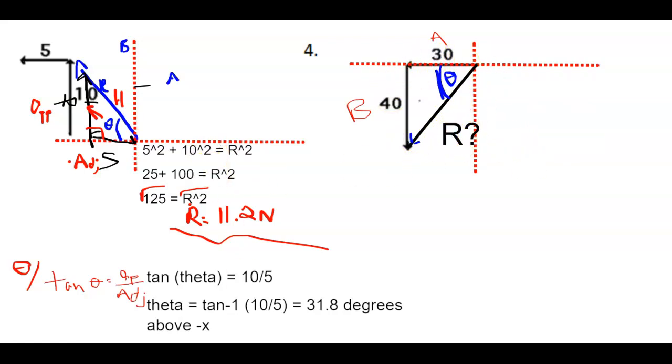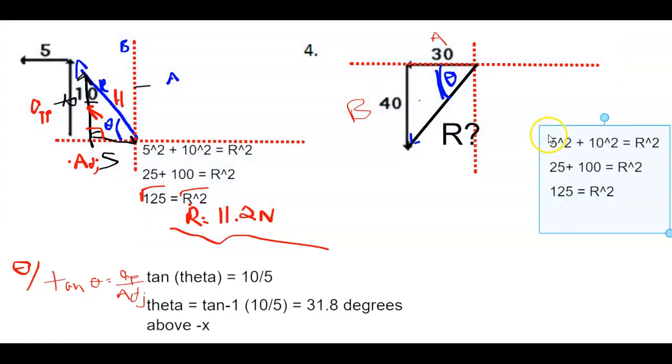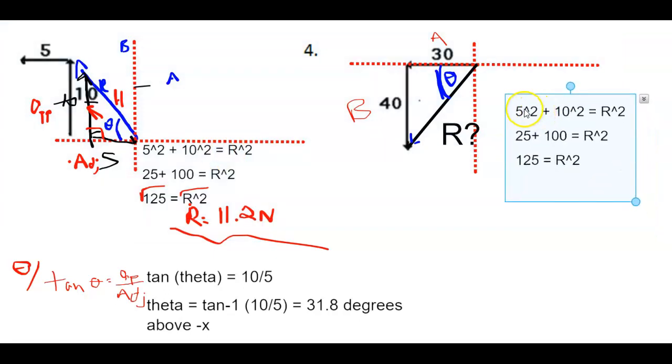So it's, again, really similar to what we just did over here. It gets very repetitive. So I'm going to copy and paste that and then just fill out different numbers. So our first line here would be a squared, so that'd be 30 squared, plus b squared, which is 40 squared, equals r squared. So 30 squared is 900, 40 squared is 1600. So if you add those together, you get 2500.